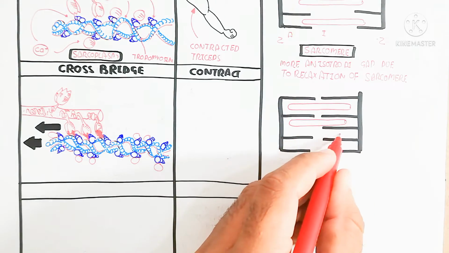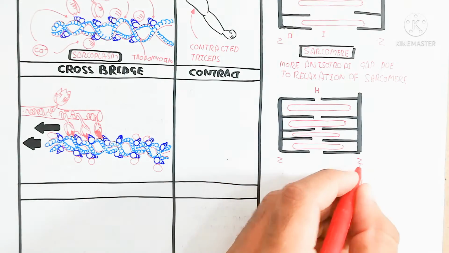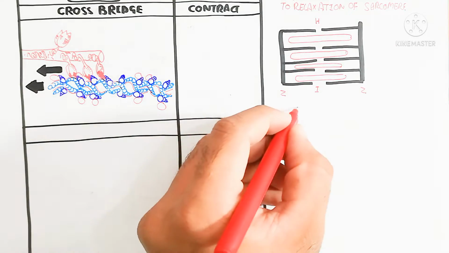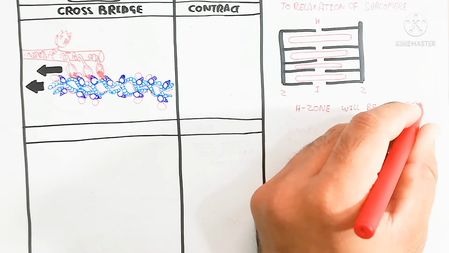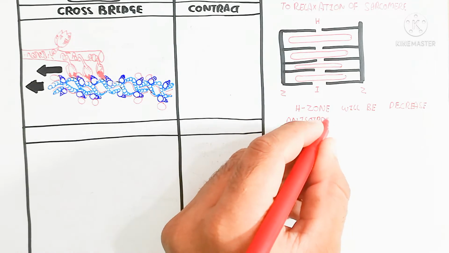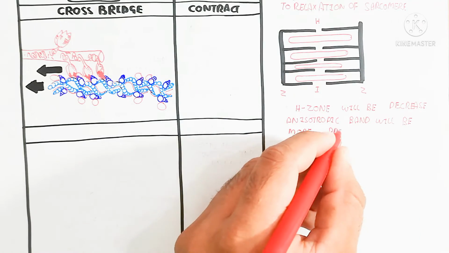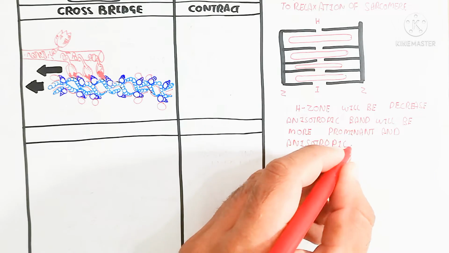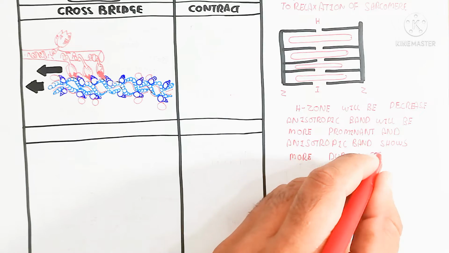So you can see during the contraction, here is the contraction time. When contracting, the H zone will decrease. So the H zone will decrease and the isotropic band will become more prominent, and the anisotropic band shows more during contraction of the muscle. In this way, microscopic study will show this whole process. So just remember that.